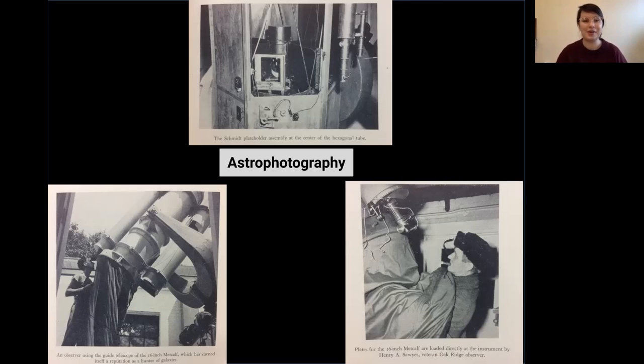And I'll also mention the bottom right corner, this photograph of Mr. Sawyer. For the longest time, I thought what was in his mouth was a cigar. And in fact, I think it's actually a flashlight because he had to do this always in the dark.